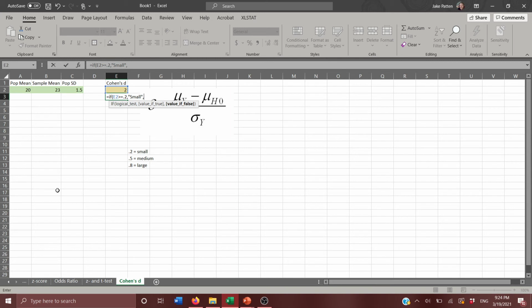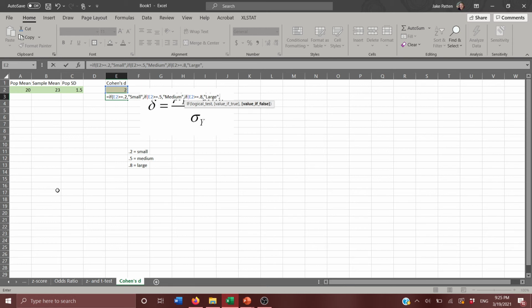Well, we're not done. We don't just have an either or. We can't just say medium here, because then it would say everything is either small or medium. So we're going to have to put in another if statement. So if E2 is greater than or equal to 0.5, we're going to have it display the word medium. And we need another nested if statement. So if E2 is greater than or equal to 0.8, we're going to have it tell us that it's large.